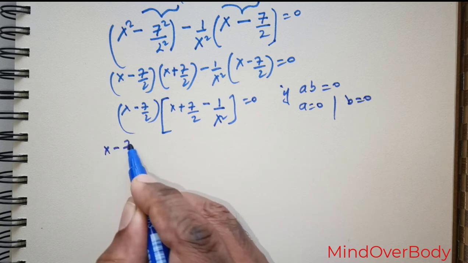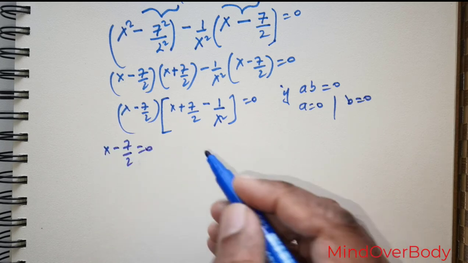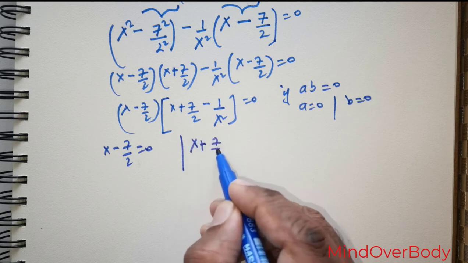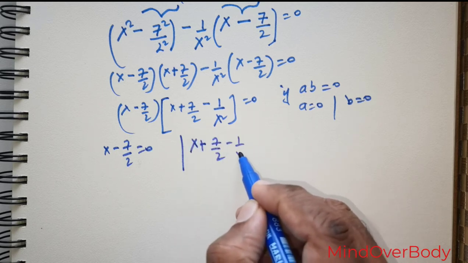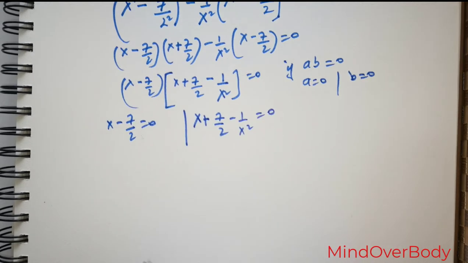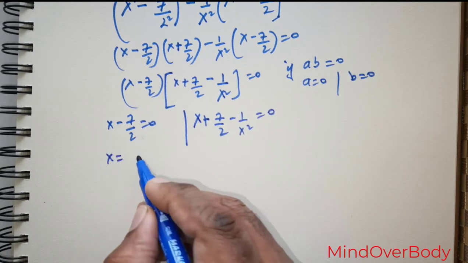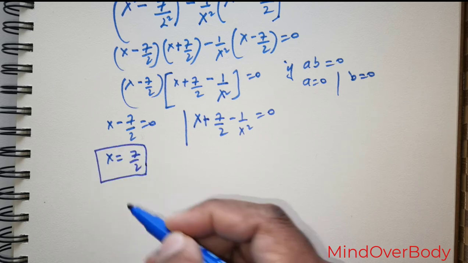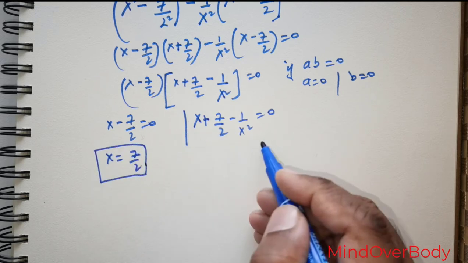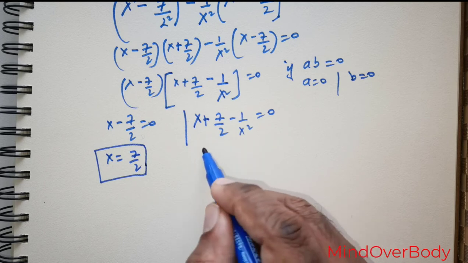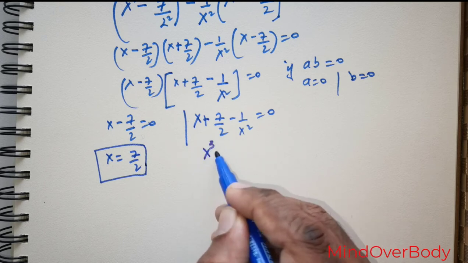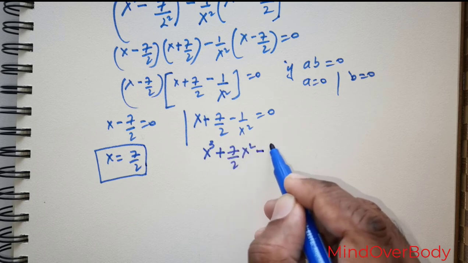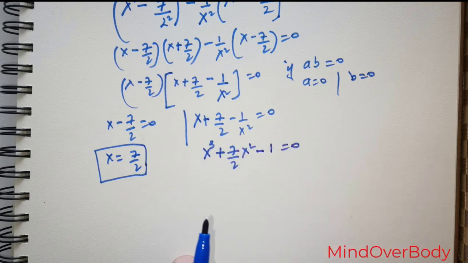So in this case, x minus 7 over 2 is equal to 0. The other case is x plus 7 over 2 minus 1 over x squared is equal to 0. In this case, I get x is equal to 7 over 2. So this is one root. From here, if I multiply by x squared throughout, this is going to be x cubed plus 7 over 2 x squared minus 1 is equal to 0.